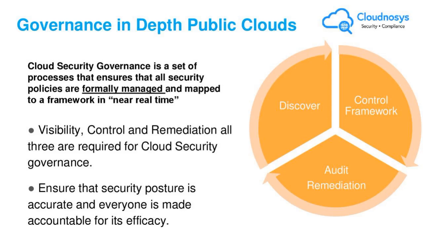So discovery is a big phase, control framework is a big phase, and audit and remediation. And they all three work together as a life cycle of the cloud security management process. So visibility, control, and remediation, all three are required to perform cloud security governance. And we're going to break down into these areas. We're going to show you how to do it with the cloud vendors' tools themselves, and then how to pull it all together, right? And the goal is to really improve accountability and improve your efficacy rate.